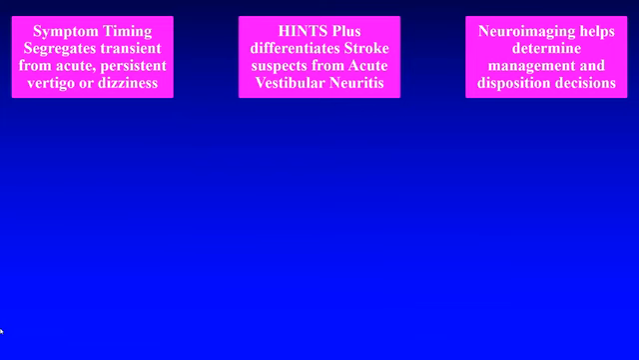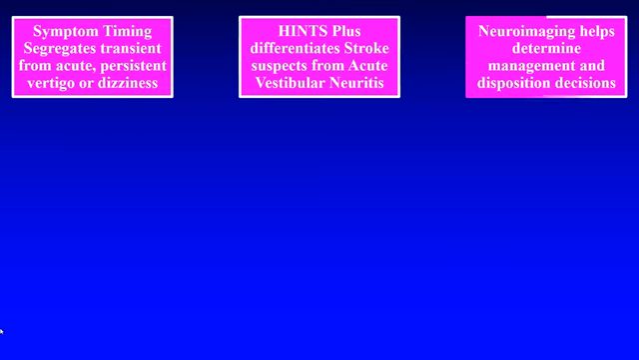So how are these patients triaged? Symptom timing segregates transient from acute persistent vertigo or dizziness. HINTS plus, if you add hearing to it, differentiates stroke suspects from acute vestibular neuritis. Neuroimaging helps to determine management and disposition decisions.